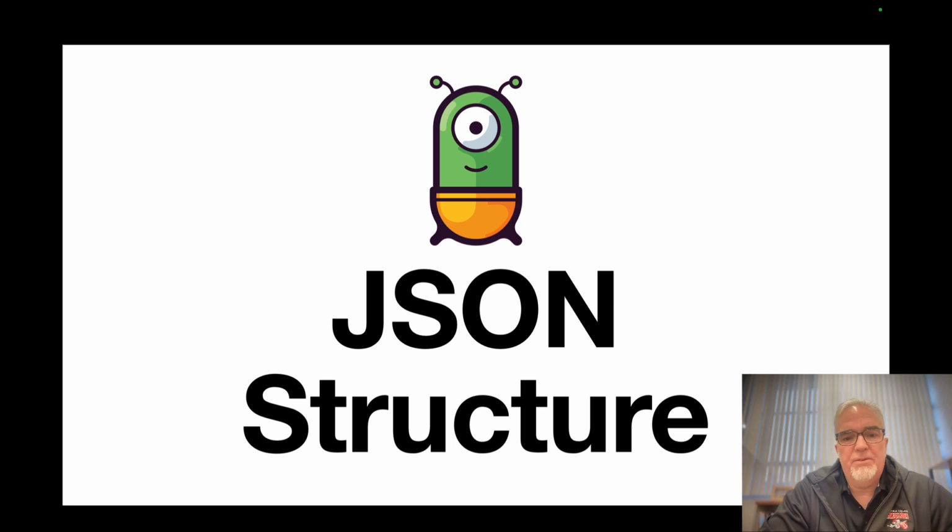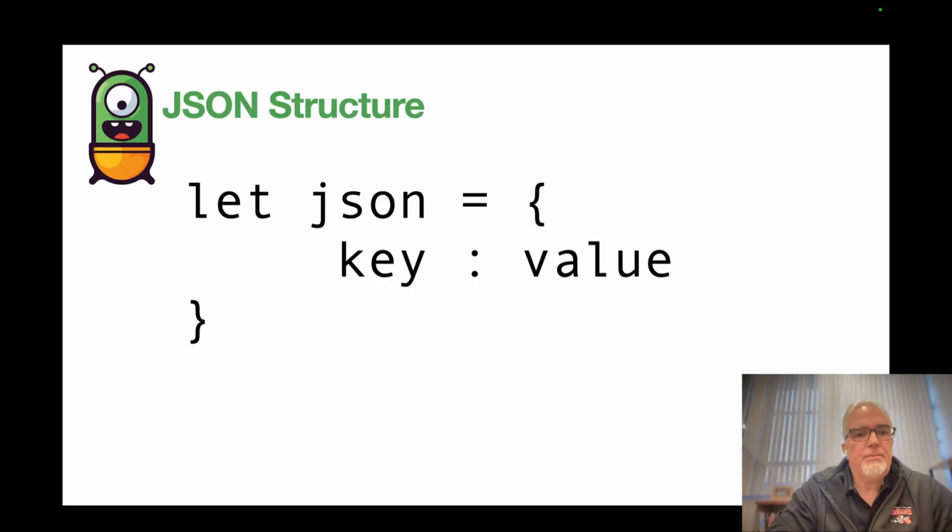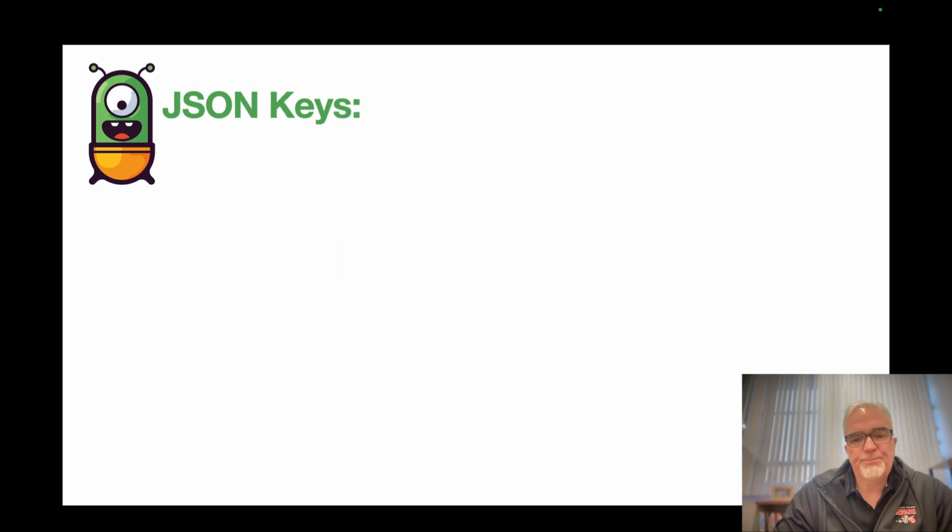So let's start with JSON structure. And the JSON structure at its core is pretty simple. You can see that it's a variable that's equated to a number of key and value pairs inside curly braces. So for each value, you have a key, and that key is how we access, update, and manage that value. It'll make a lot more sense as we get into the specifics.